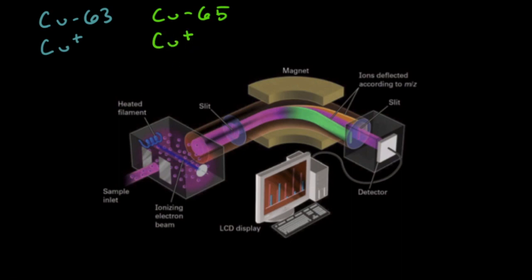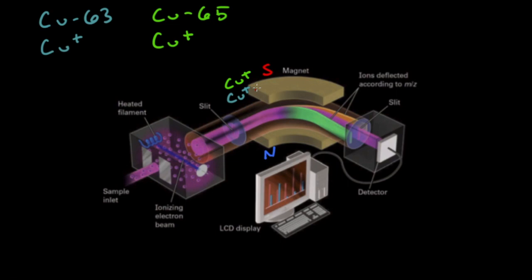Then they're going to go through a single slit right here. They're going to travel through here and go through this slit, and we're going to have the Cu63 right here, and we'll have the Cu65 right in here. Then they're going to go through a magnetic field, and this magnetic field has a north end and a south end.